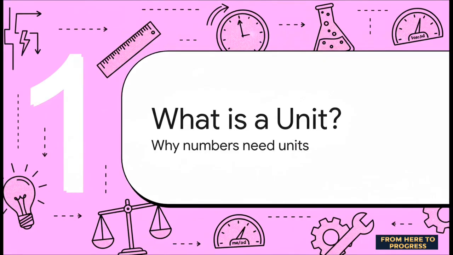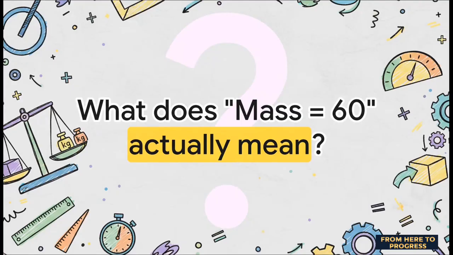All right, section 1. What is a unit? Or maybe a better way to put it is, why is a number all by its lonesome completely useless? Okay, so picture this. I tell you, hey, the mass of this thing is 60. What does that even mean? Is that heavy? Is it light? Are we talking 60 grams, like a tennis ball, or 60 kilograms, like a person? Maybe 60 pounds? See, without that little bit of extra info, the number 60 is totally meaningless.